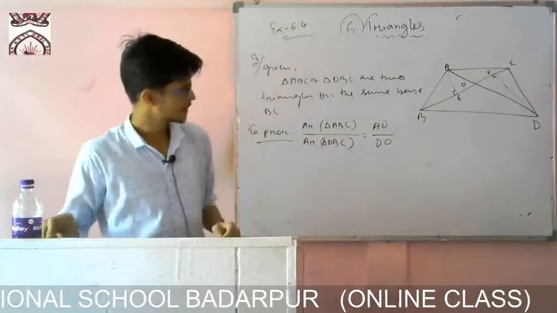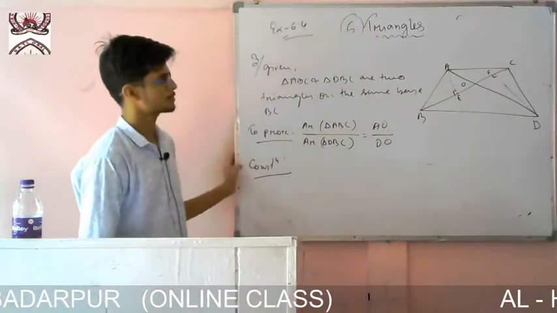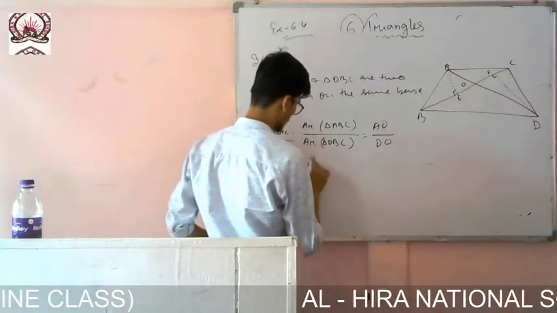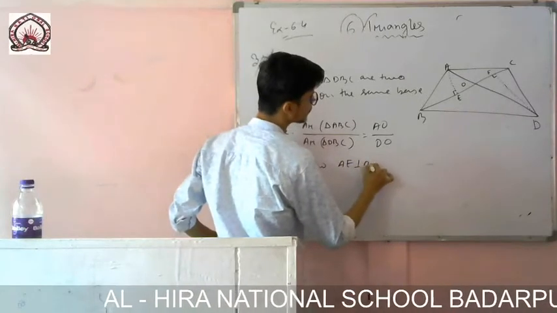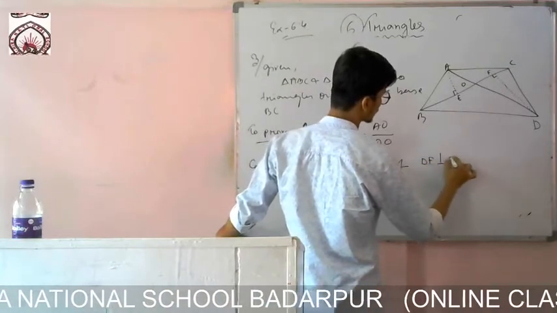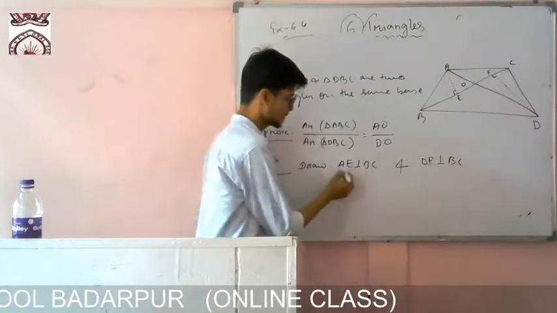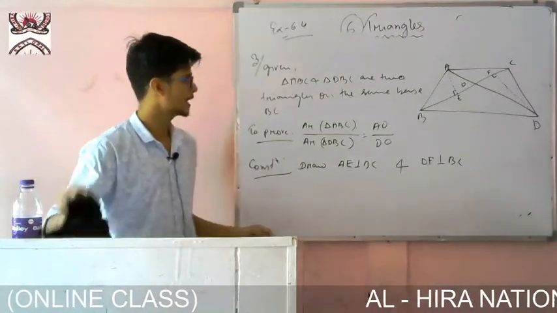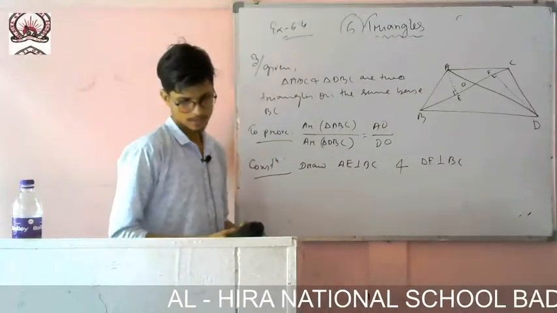Okay. So for this purpose, what we have done? We have done a construction. I have drawn two perpendiculars. Construction: draw AE perpendicular to BC and DF perpendicular to BC. So now I will relate two triangles, this upper one and the lower one.